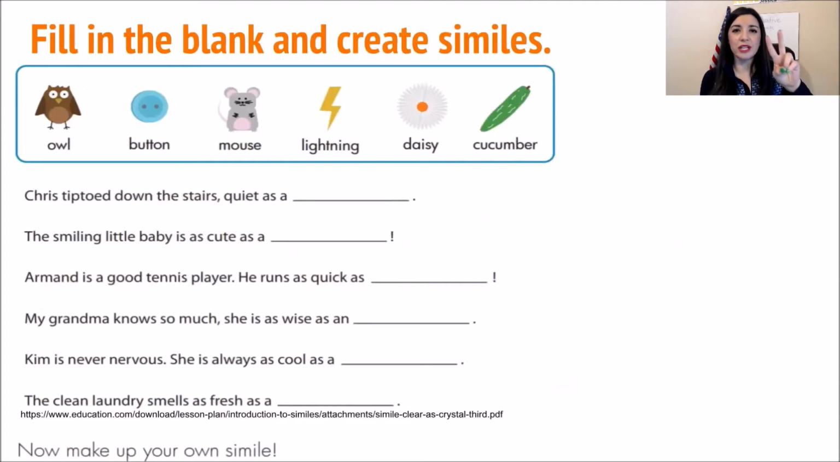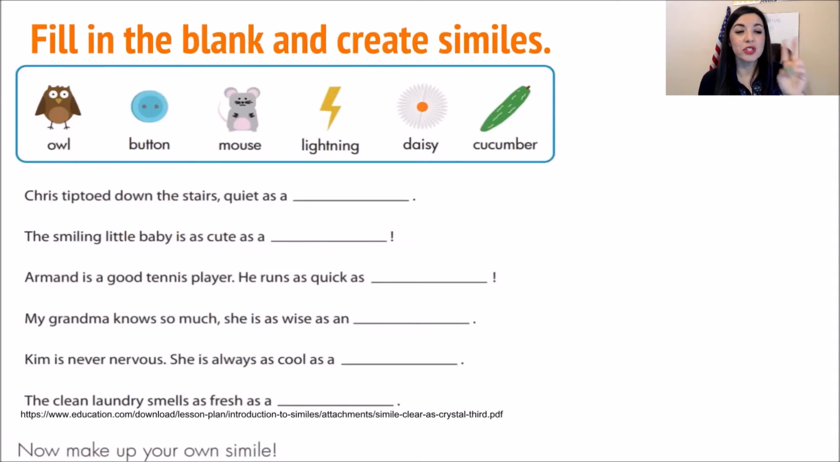Okay, and so here we're only going to do the top 2, and then I'm going to let you go because I don't want to make this too long. All right, so let's fill in the blank and create similes. It says Chris tiptoed. Tiptoed means to walk on the tips of your toes, so very quietly. Tiptoed down the stairs. Quiet as a, which one is quiet? Quiet as a mouse. Yeah.